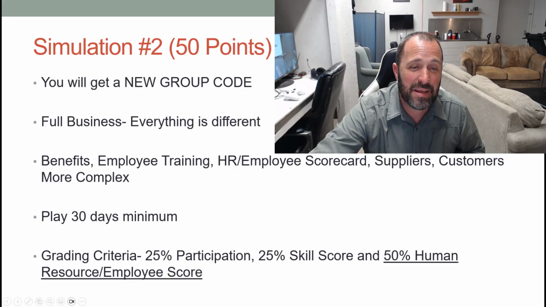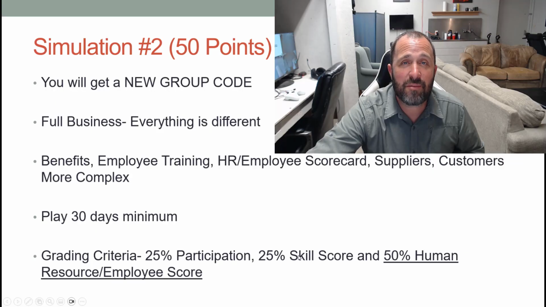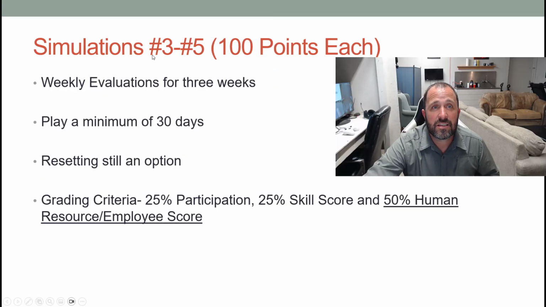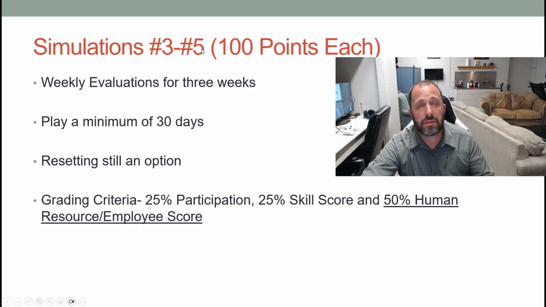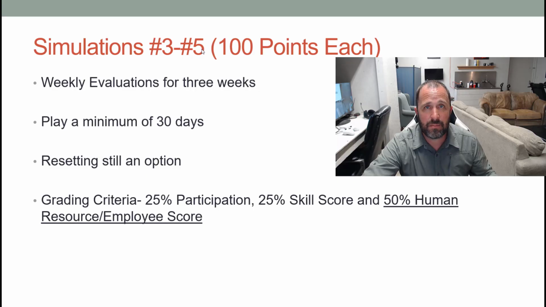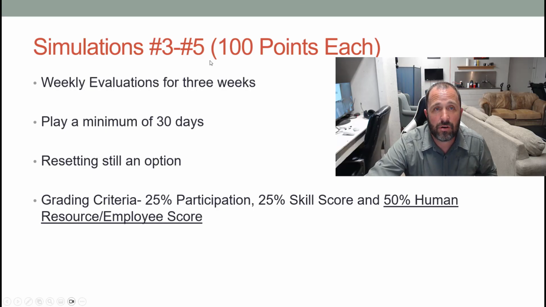This is the concept. 25% how much you do it, 25% how good you are, and 50% your employees. Simulation 2 is worth 50 points. Now everything gets higher. Simulations 3 through 5 are simply weekly evaluations of the exact same game, right? Same group code, same game, your business that you are now running. Simulations 3 through 5 are the same thing. Each of these are worth 100 points.